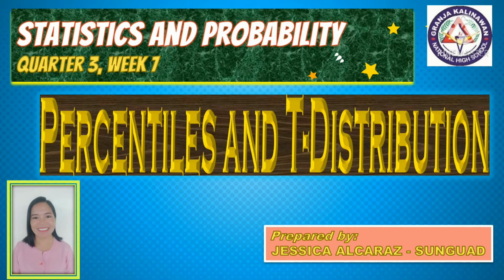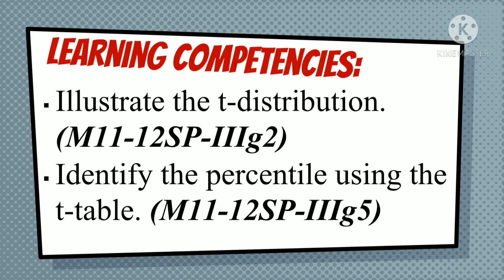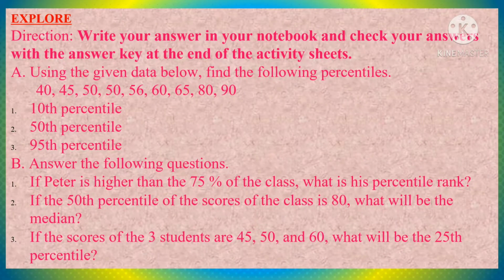We are in quarter 3, week 7, and for week 7, we will be talking about percentiles and T-distribution. We have two learning competencies for this week, which can be seen in your learning activity sheets. For the explore, write your answer in your notebook and check your answer with the answer key at the end of the activity sheets. For letter A, you're going to find the percentile. For letter B, you're going to answer 3 questions.